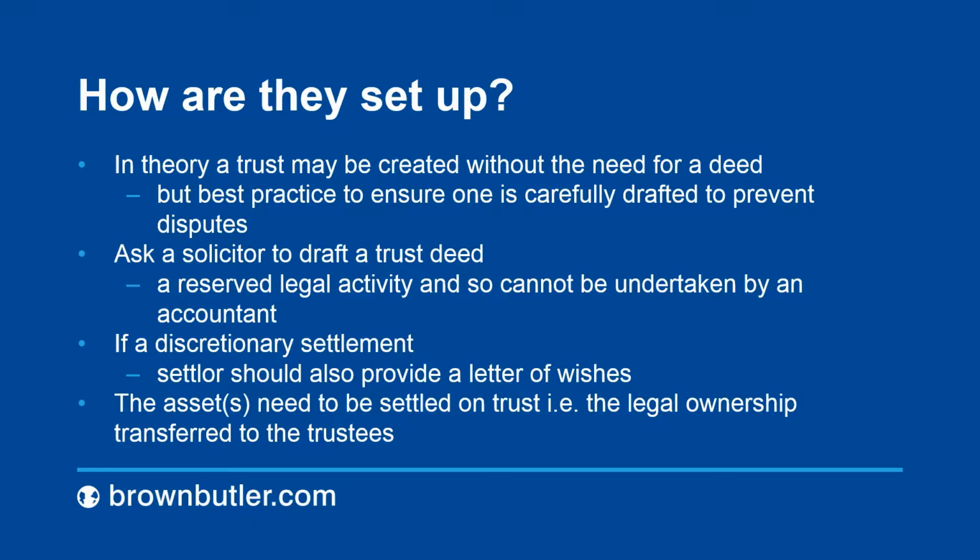decisions in the future. Finally, the assets need to be settled on trust, so the legal ownership of the assets has to be transferred to the trustees. If we take property, for example, you'd expect the property records at the land registry to be updated to show that it was now held by different parties so that the legal ownership had changed.